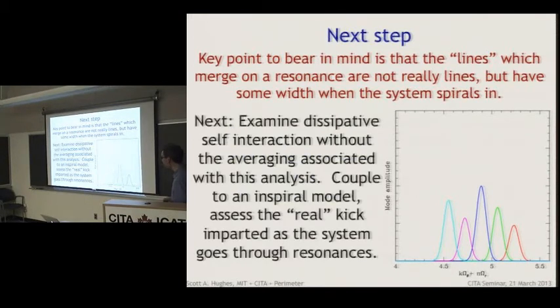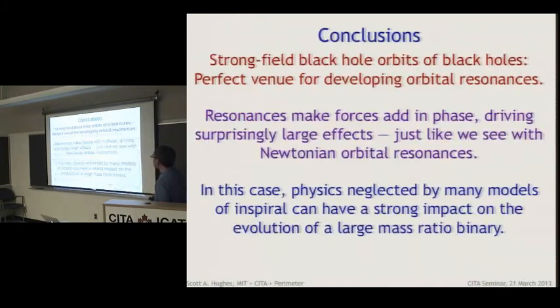So what we are gearing up to do next is take the codes we developed to look at the self-interaction of this thing here without the averaging that we are doing at the moment. What we want to do is actually couple an instantaneous computation of the dissipative self-force to a real inspiral, and then assess the kick, really look at what happens to the kick of these parameters as we evolve through one of these resonances, knowing that we go through several en route to the final plunge. So what I hope I've convinced you is that to me, it's a surprise that we missed this before. Strong field orbits of Kerr black holes, simply looking at just point particle orbits, it becomes clear that you have the perfect venue for developing orbital resonances.